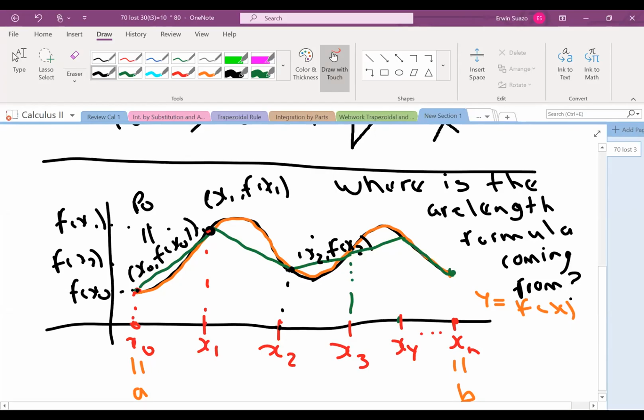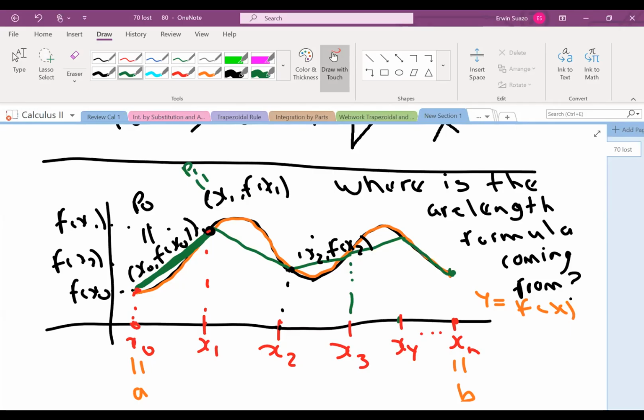Now, I need to find the distance, right? So I need to find a formula to find the first one. What do you guys think? How can I find this distance from here to the other point, from x0, f of x0 to x1, f of x1, or if you want from P0 to P1? How could we find this distance, guys? Do you have a formula that does something like that from high school? The Pythagorean theorem. Pythagoras theorem, correct.